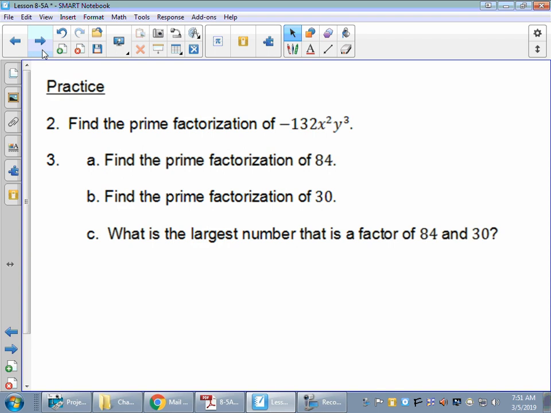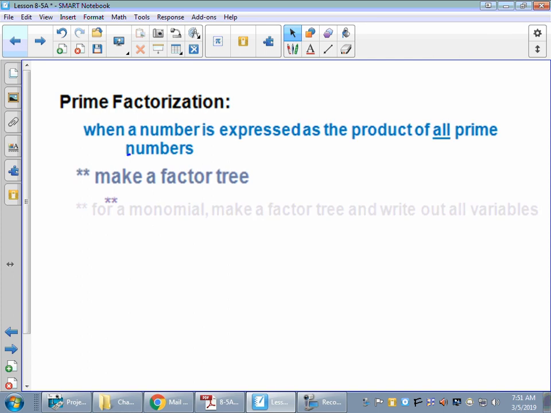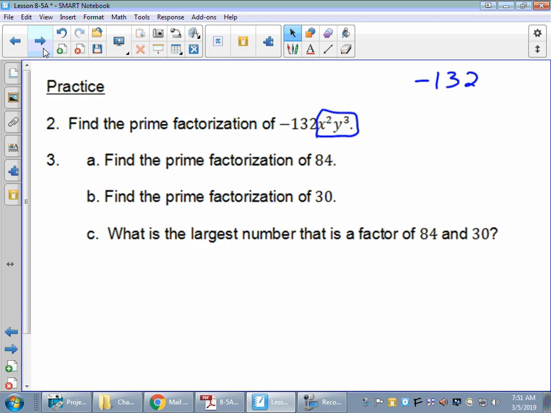Okay, so the first thing I'm going to do is just separate the variables right now. I'm just going to leave those and just go with negative 132. Okay, so let's take a look at this negative 132. And we're going to make a factor tree, again, that's what it said here, right? So we're going to make a factor tree, and then we'll deal with the variables later. So let's make a factor tree here on 132.